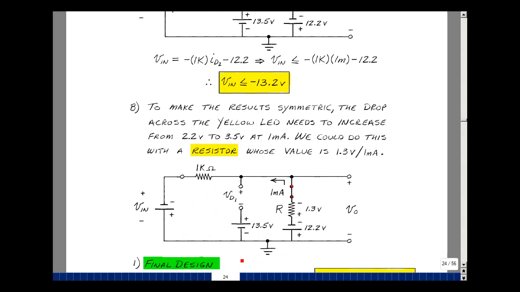Let's go back to this case again. I need to basically increase the drop across this battery, and I can do that by putting a resistor in series with it, have current flowing in this direction. And I want to get the total voltage here to be the same as it was for the green LED. It was 2.2 for the yellow and 3.5 for the green. To get 1.3 volts dropped across this resistor, I'm going to have at least 1 milliamp flowing through it. And to get 1.3 volts, when I have 1 milliamp through that, that's 1.3K.